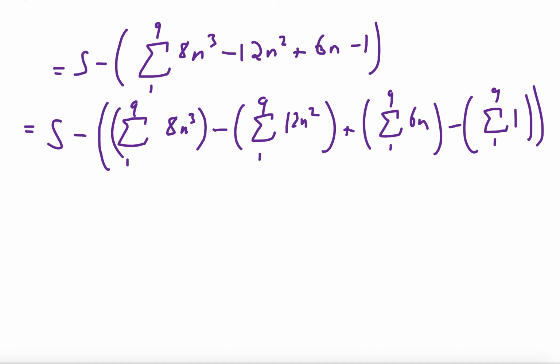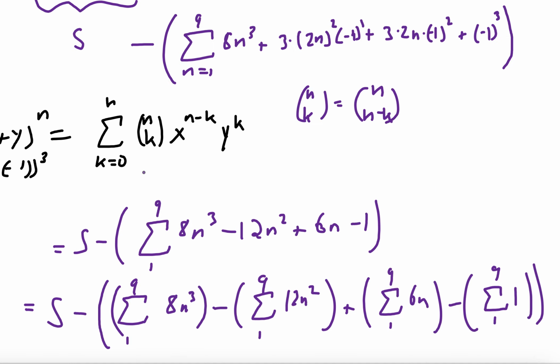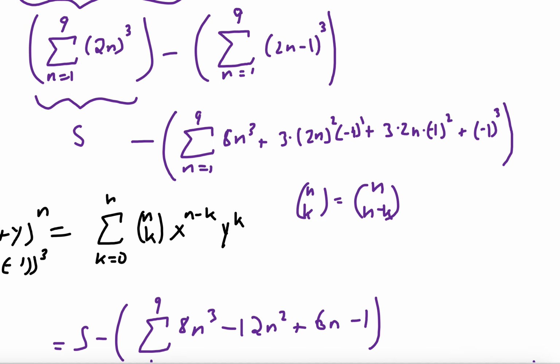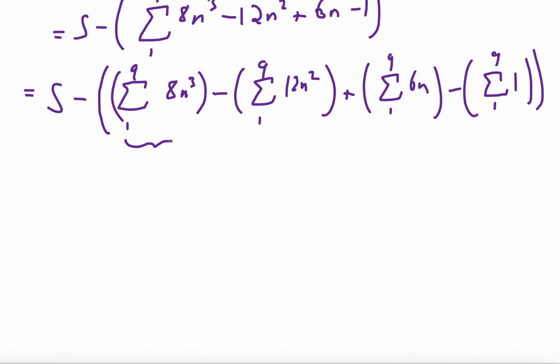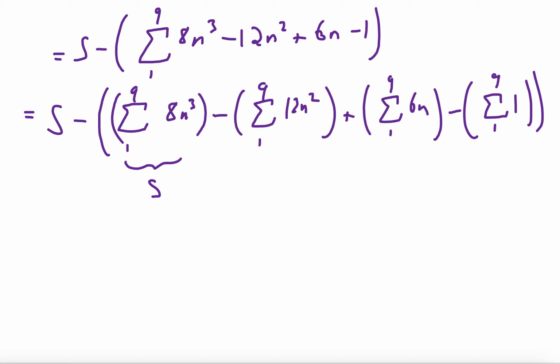All right, now let's do some simplification again. Notice that the sum of 1 to 9 of 8n^3 is going to be the same thing as what we have up here, it's S. And this is where the cancellation comes in, because we don't want to have to use the sum of cubes formula for that. All right, now the sum of 1 to 9 of just 1 is the same thing as adding 1 to itself 9 times, which, guess what, is just 9.